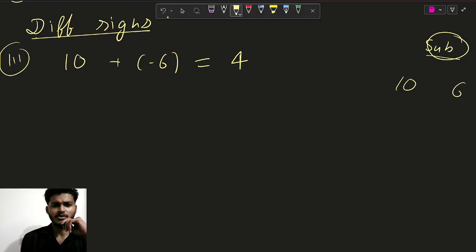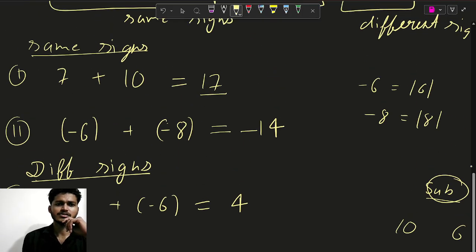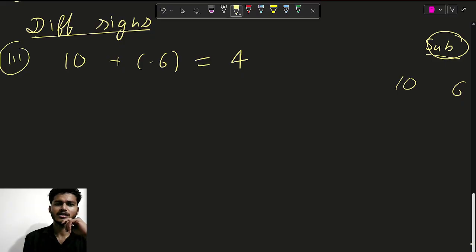Okay. Now comes the second part: what should be the sign of the number? Either the number should be positive or negative, because in these two cases, whenever we have two positive integers, we keep our answer positive. Whenever we have two negative integers, we keep our answer negative. Now what about this one? Here I have one number which is positive and the other number which is negative. So which sign should I give here?